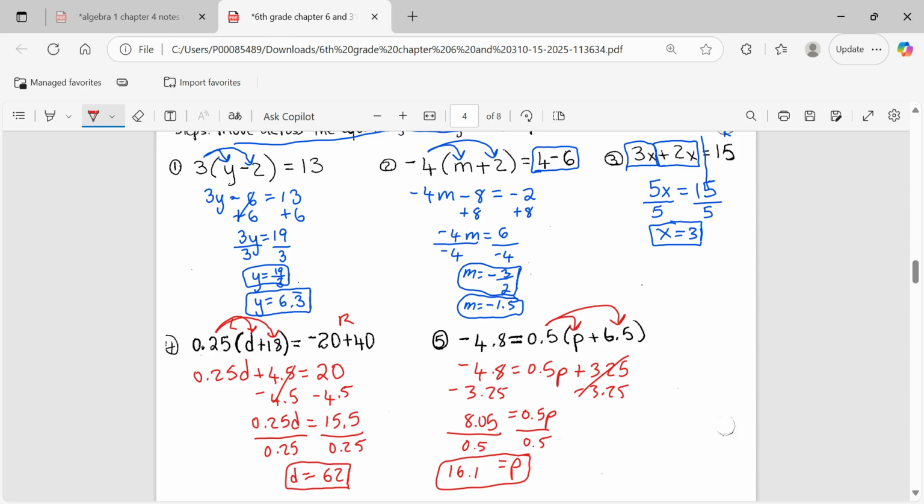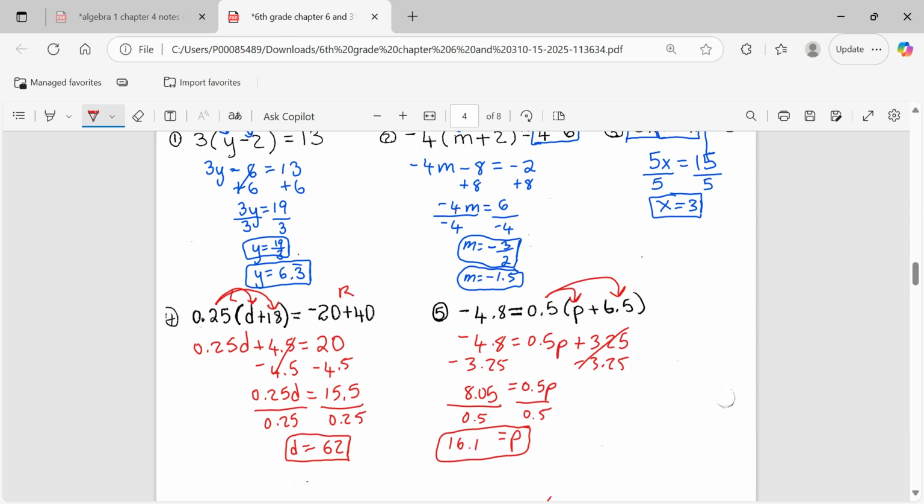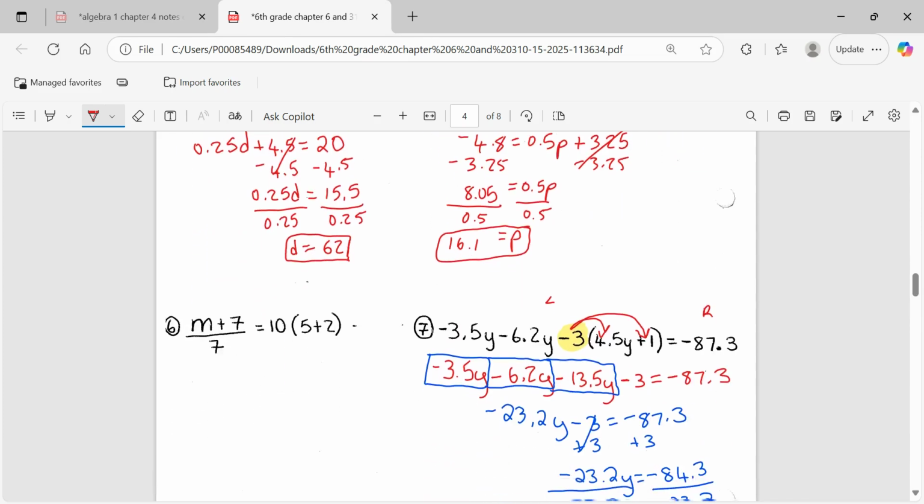For number 5, similar concept. There's a parentheses. You distribute the coefficient throughout. So that -4.8 is equal to 0.5p plus 3.25. And then you would subtract that from both sides. You should have gotten about 16.1. That's equal to your p.